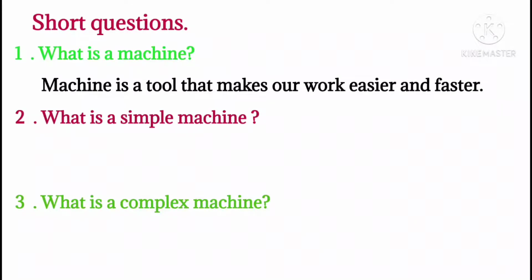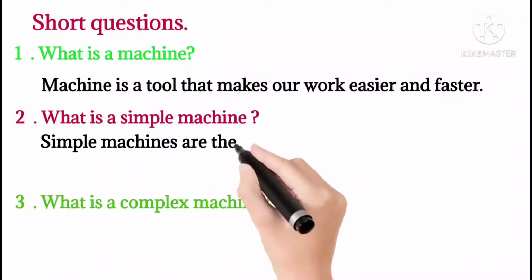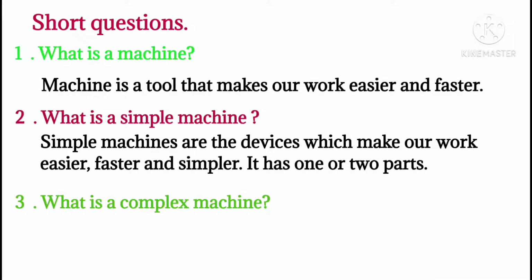Second one, what is a simple machine? Simple machines are the devices which make our work easier, faster and simpler. This is possible when we are able to apply force at a specific point which increases its effect, and the work is done with less effort. A simple machine has one or two parts.